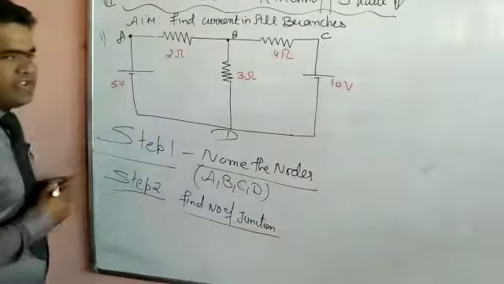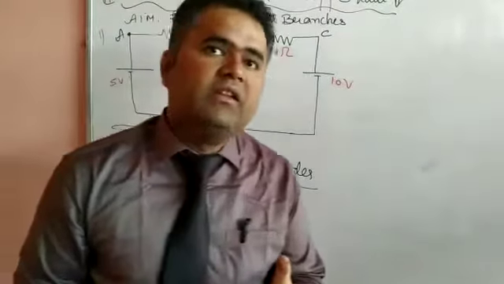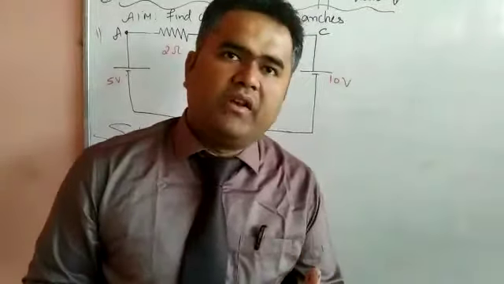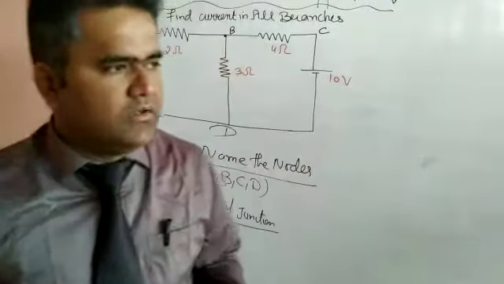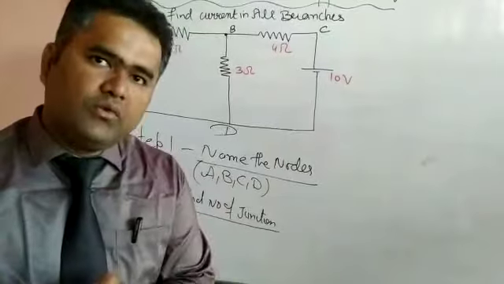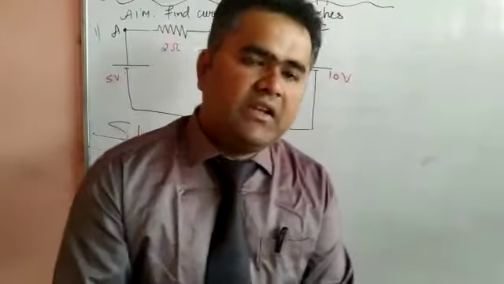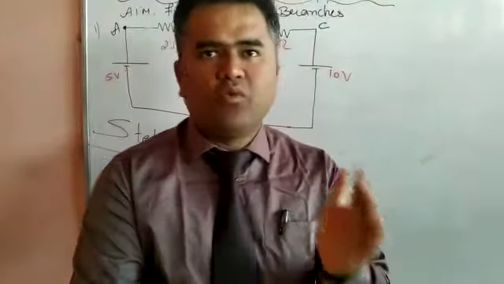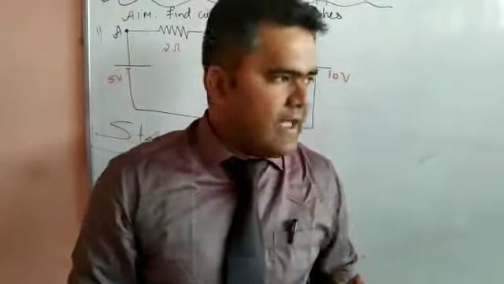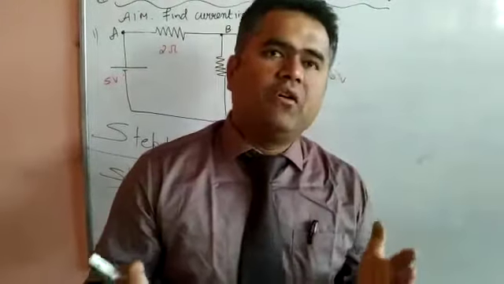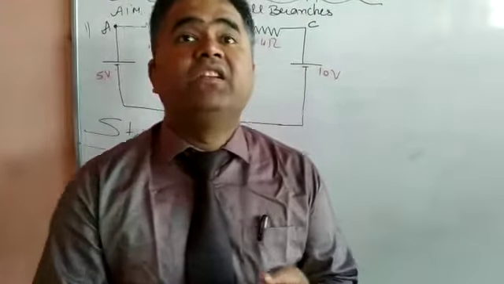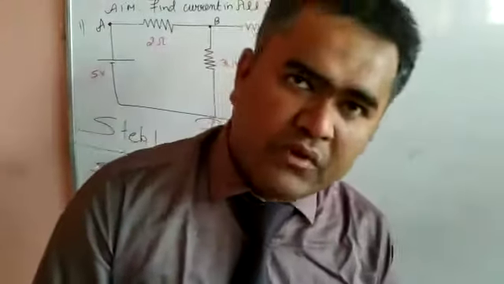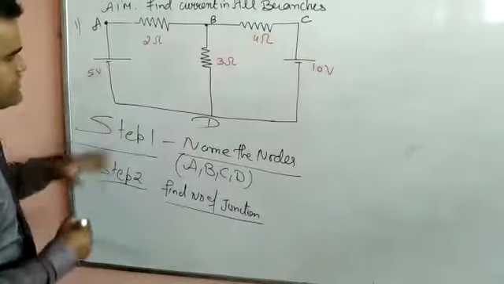Now, what is a junction? Where 3 or more than 3 circuit elements meet at a point is a junction. Okay. And how does it differ from a node? A node is where 2 or more than 2 circuit elements meet at a point, and a junction is where 3 or more than 3 meet. Now you can say every junction is a node, but every node is not a junction.